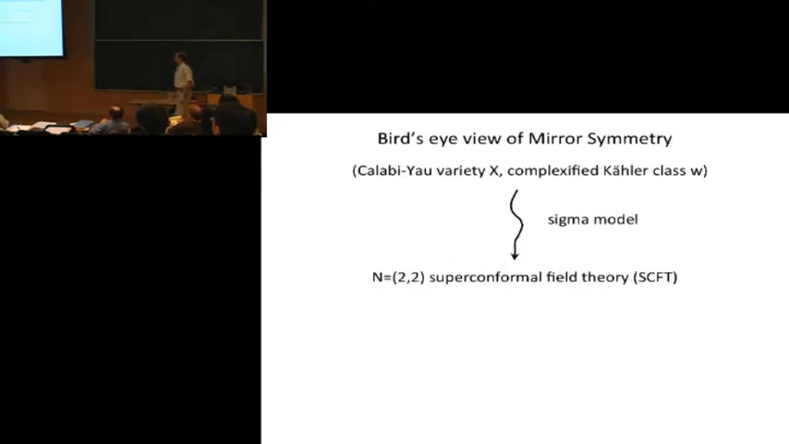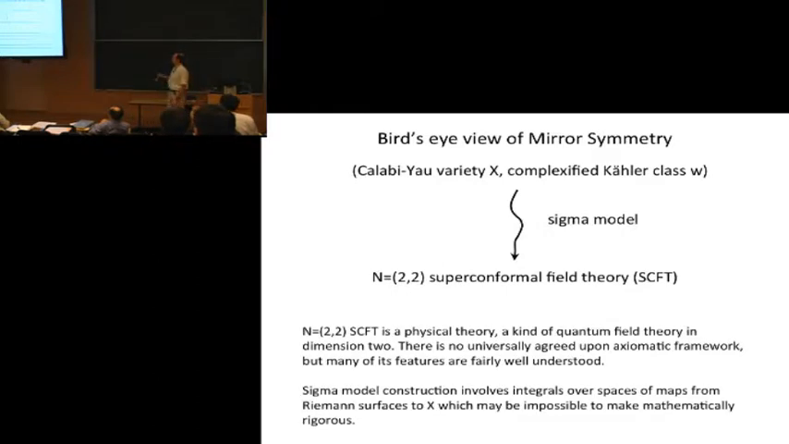So first I'm going to give a bird's eye view of mirror symmetry. Although everybody here knows quite a bit about it, I want to give you my personal perspective on it. It starts with a physical construction that associates to a Calabi-Yau X with a complexified Kähler class W something called an N=(2,2) superconformal field theory. N=(2,2) superconformal field theory is a physical theory, a quantum field theory in dimension 2. It's not really completely clear what it is, but still, everybody is reasonably comfortable with it. But I don't think there is a mathematical, axiomatic definition of what the full N=(2,2) theory is. So that's one issue, but that never stopped anybody.